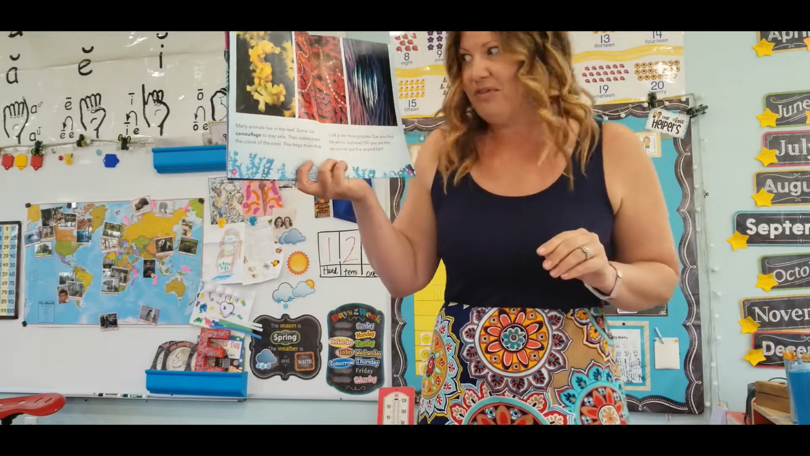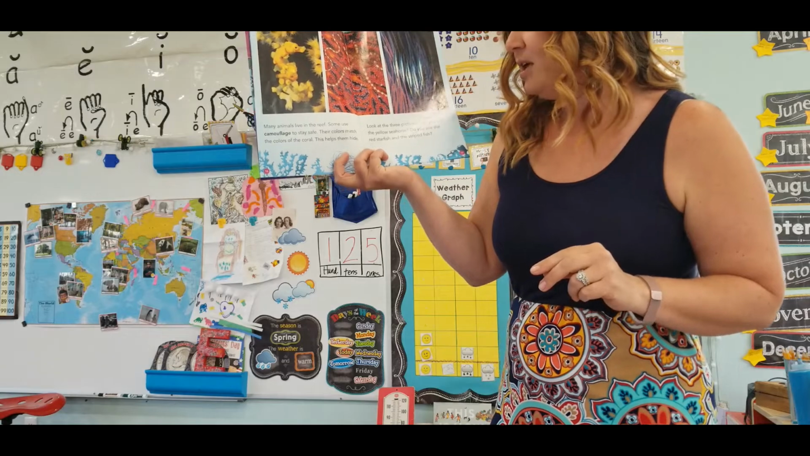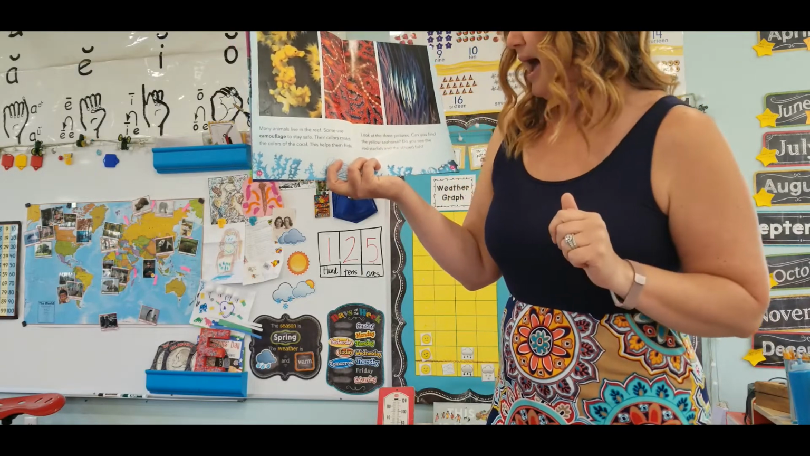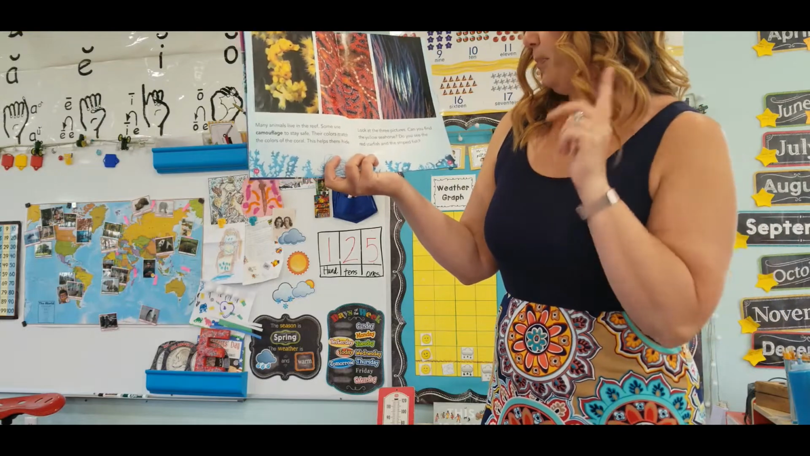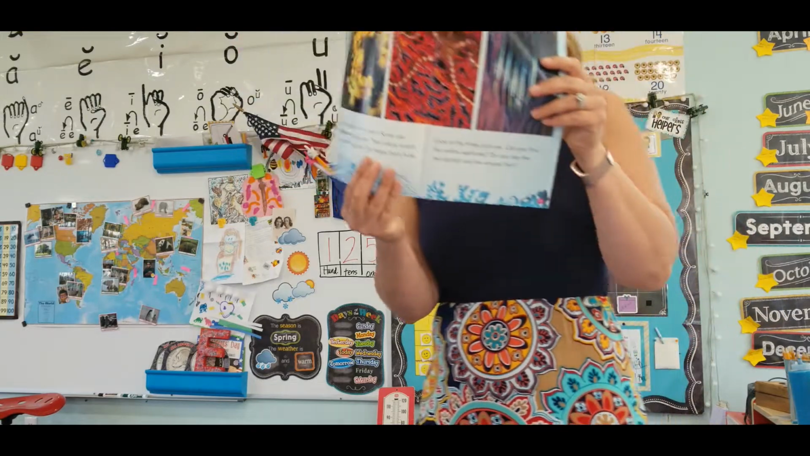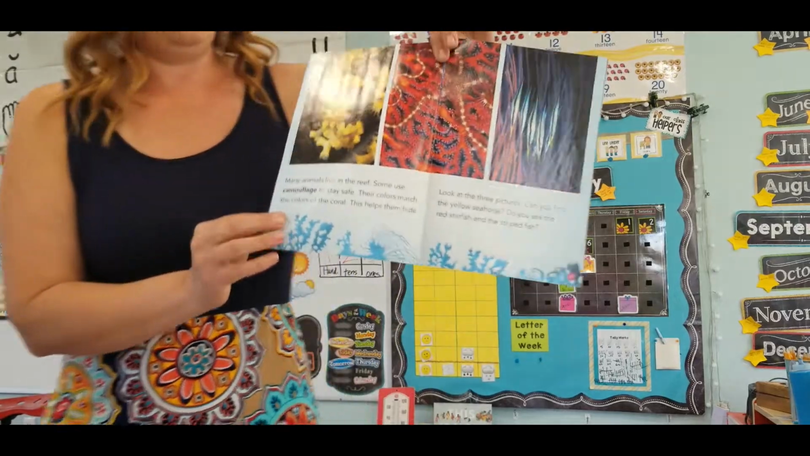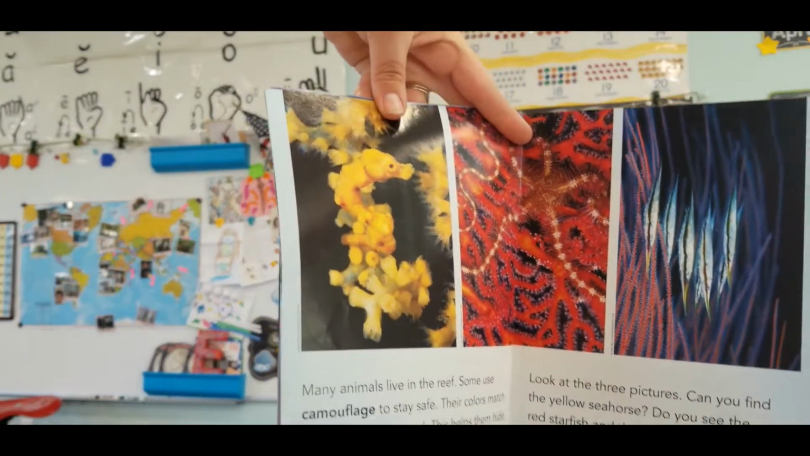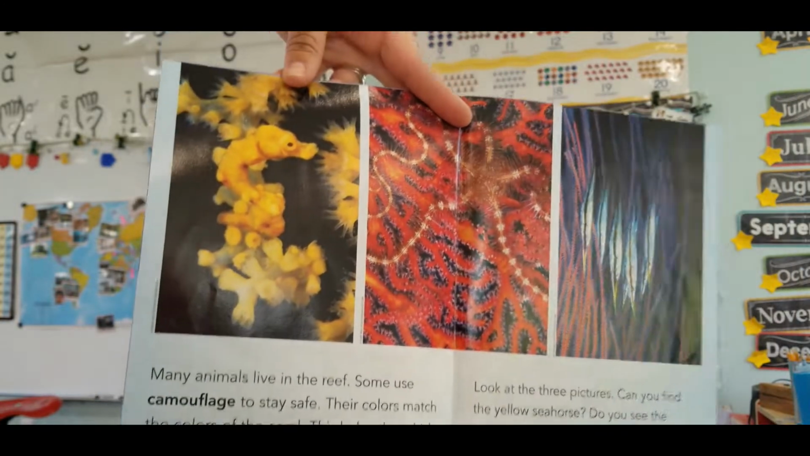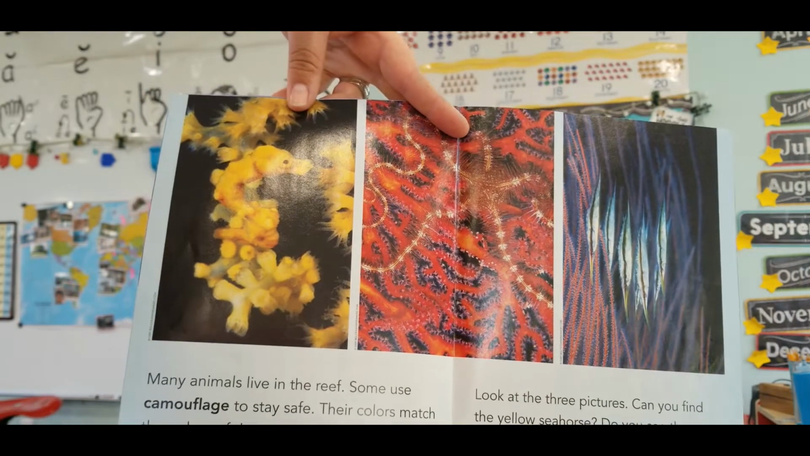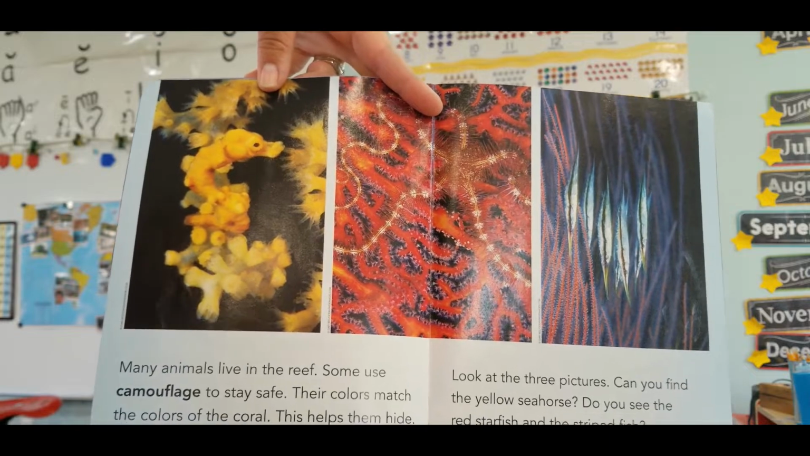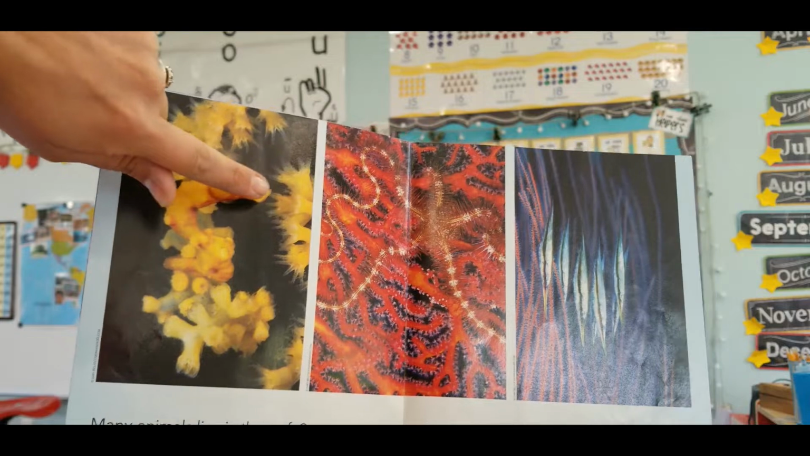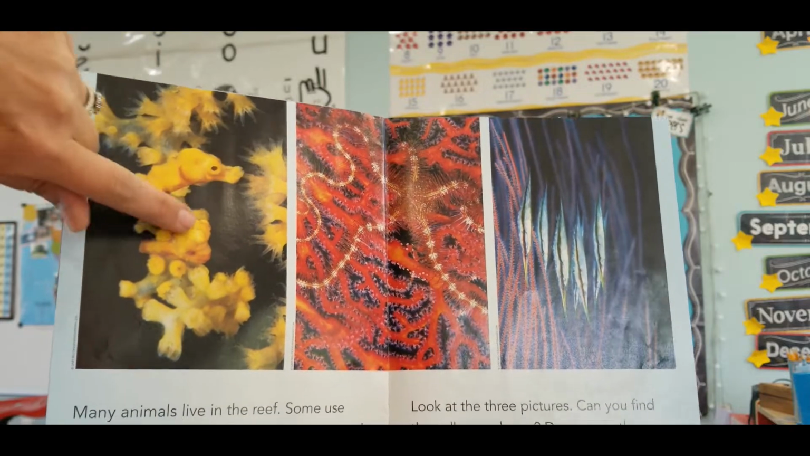Some use camouflage to stay safe. Their colors match the colors of the coral. This helps them hide. Look at the 3 pictures. Can you find the yellow seahorse? Zoom in on here. Okay, can you see the yellow seahorse? You see it right there? It looks just like coral, but it's not. There's the eyes, there's the nose, and it comes down.